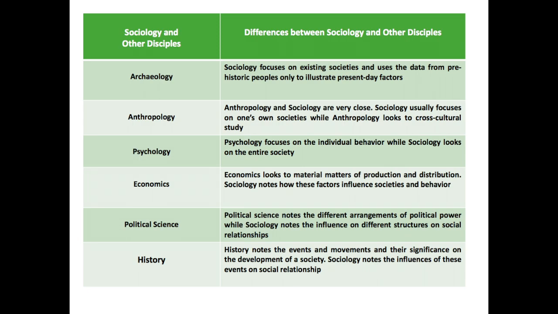Economics looks at material matters, production, distribution. We would study, sociology would, how these factors influence societies and the behavior of people in those groups. Political science studies arrangements in political power, while we notice the influence of different structures on social relationships. History notes events and movements, while sociology studies the influence of these events on social relationships.